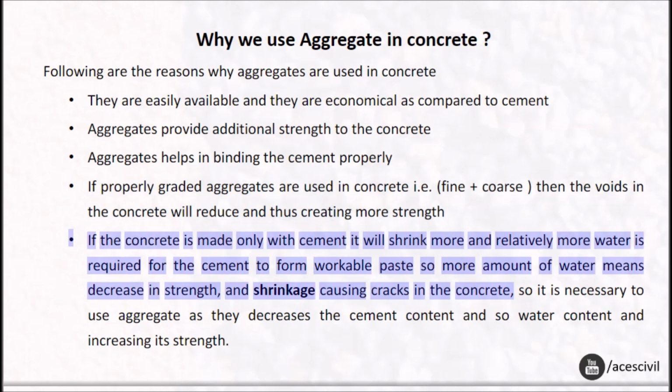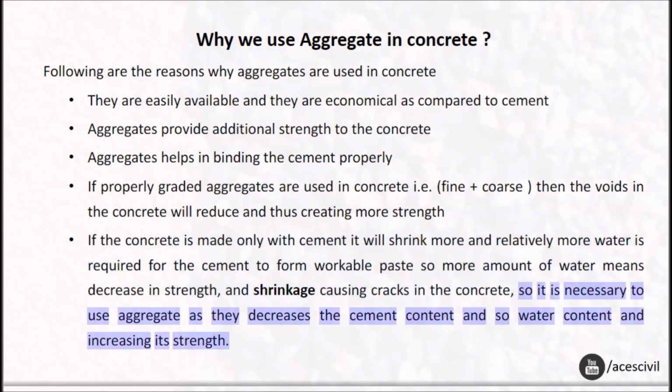If the concrete is made only with cement, it will shrink more and relatively more water is required for the cement to form workable paste, so more water means decrease in strength and shrinkage, causing cracks in the concrete. So it is necessary to use aggregate as they decrease the cement content and so water content, increasing its strength.